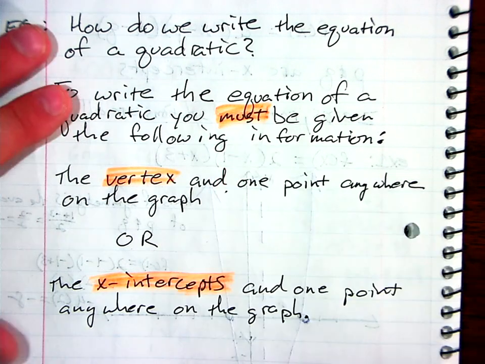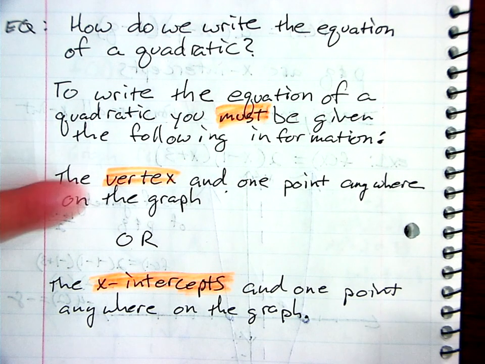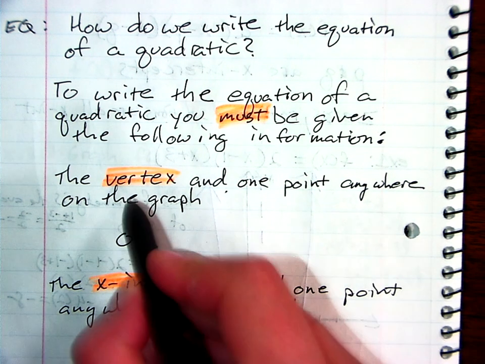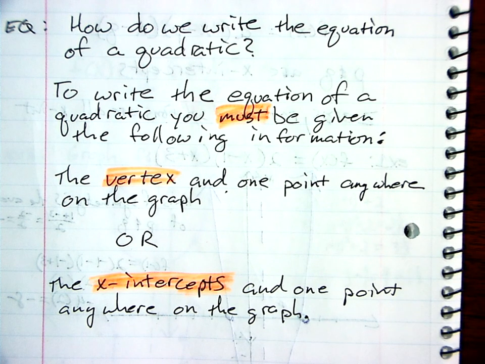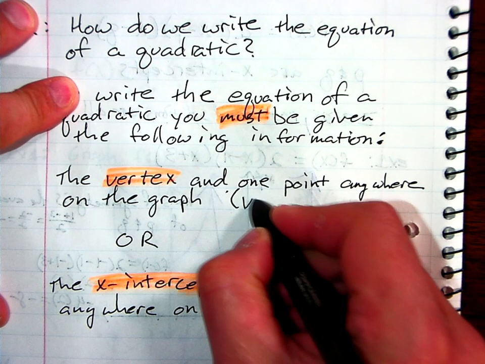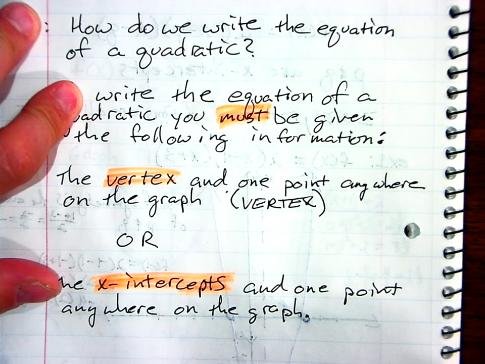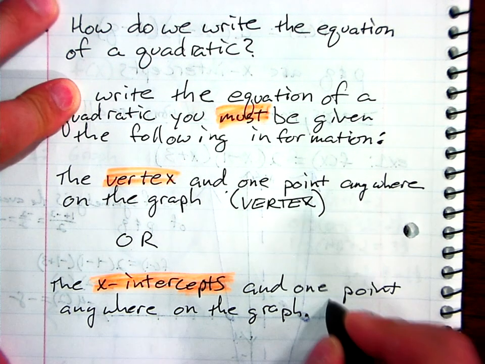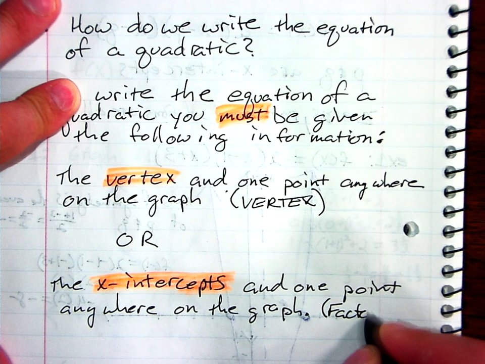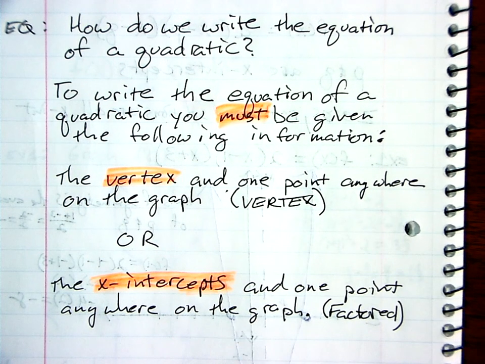Real nice. So you need either the vertex or the x-intercepts. Remember we have three options: standard form, vertex form, and factored form, correct? If it gives you the vertex, which form should you write it in? Vertex. If it gives you the x-intercepts, what form? Factored. But we can turn these all into different ones, and we will do that today.